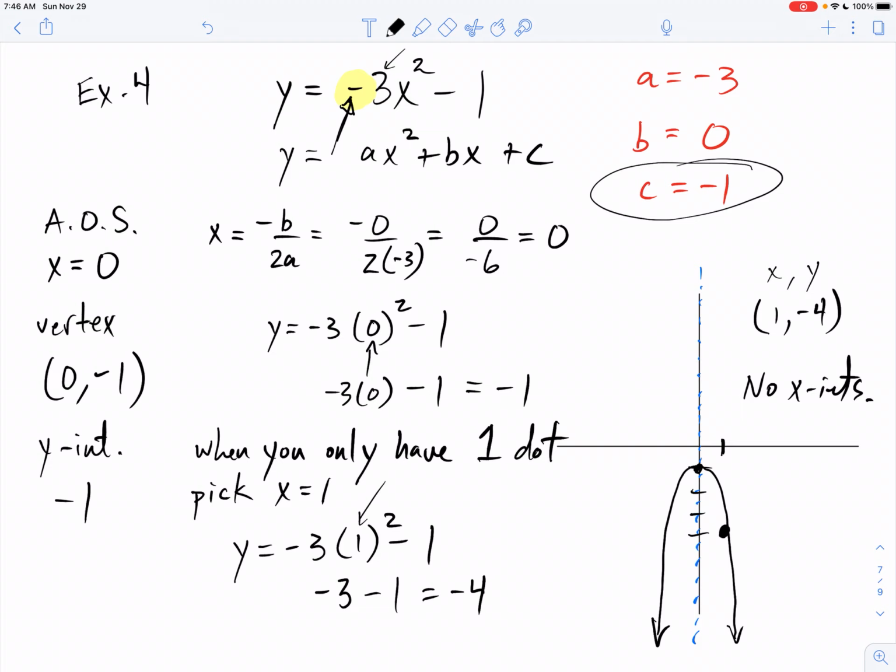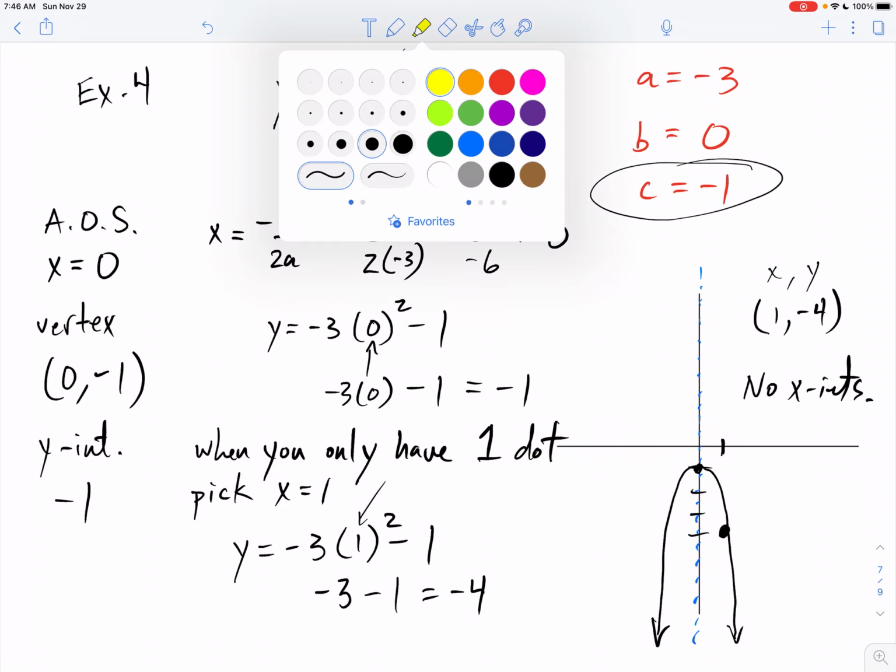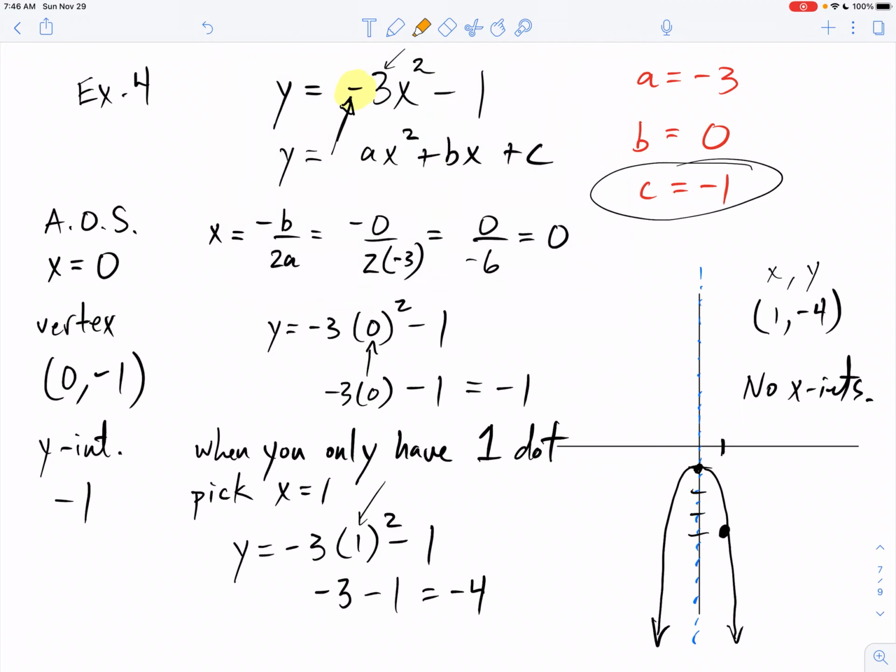But remember, hang on, let me get this color. When you only have one dot, this is the key. Pick x equals 1 to finish your graph off. That way you will get another point. In this case, it was when I plugged in 1, I got out -4. I plotted the point, I could connect the dots. You're going to run into one like that. Be on the lookout when there's no b value, when b is 0.